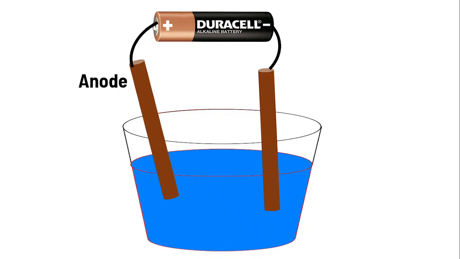The positively charged electrode, as we discussed, is the anode, and the negatively charged one is the cathode. So the electric current passes from the battery to the electrode into the salt water. So once you do this, now electric current is passing into the salt water.